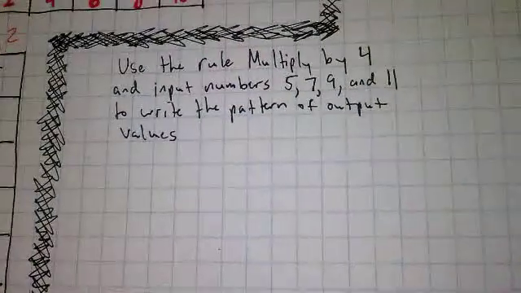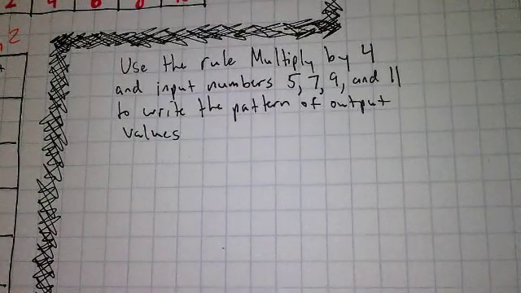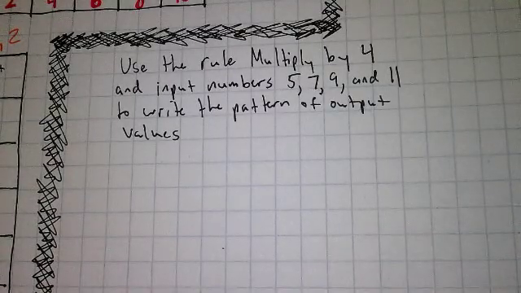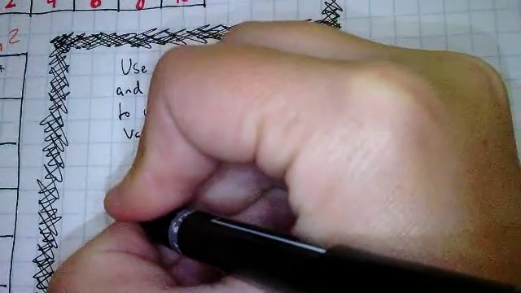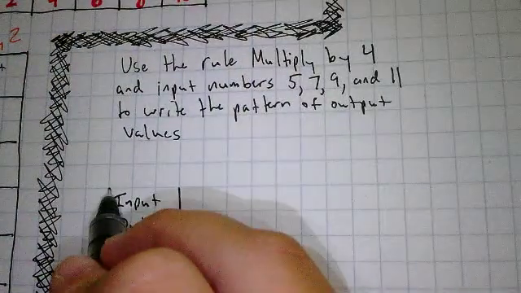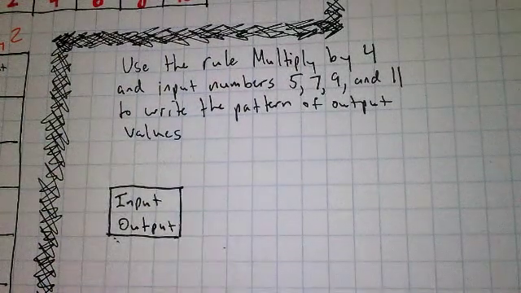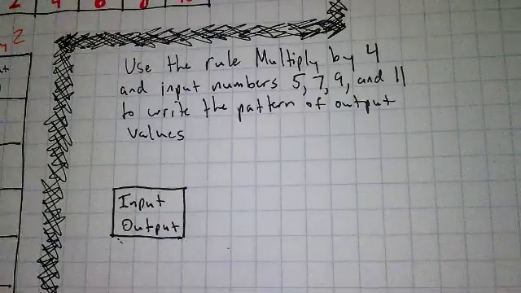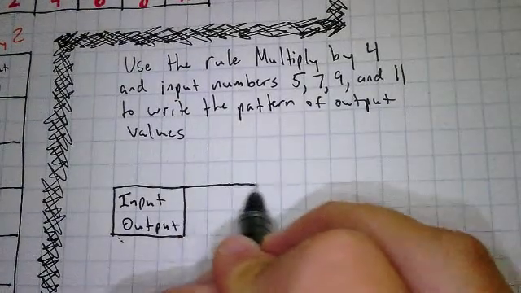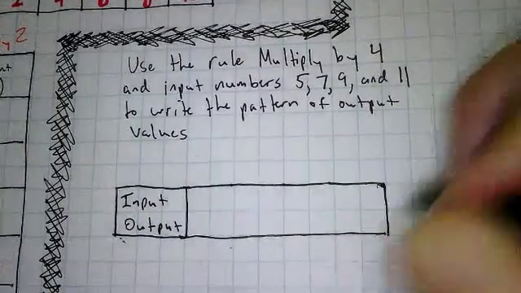Alright, this is the problem we're looking at here. It says, use the rule, multiply by 4, and input numbers 5, 7, 9, and 11 to write the pattern of output values. So I'm going to first draw myself a table here. I'm just going to write input and output because we don't have a word problem to go with it. We're literally just drawing a table. Real quick, how many input numbers does it give me? 4. 1, 2, 3, 4, right? So I want to make sure I leave space for 4 input-output spaces in my table here.